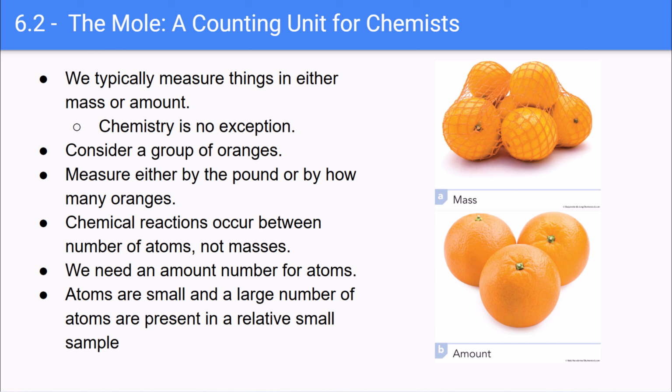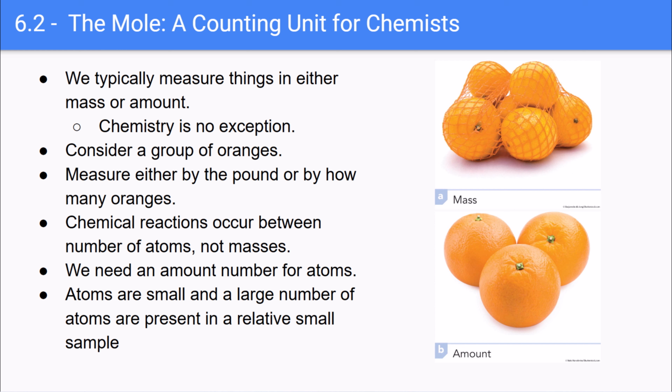So let's think about oranges as an example. We measure them either by the pound or we measure by how many oranges we get in a bag. So I know when I go to Kroger, I buy apples, not by the pound, but I buy them by the bag. And so I buy them based off of the amount or how many there are. And chemical reactions, interestingly enough, occur between number of atoms, not masses.